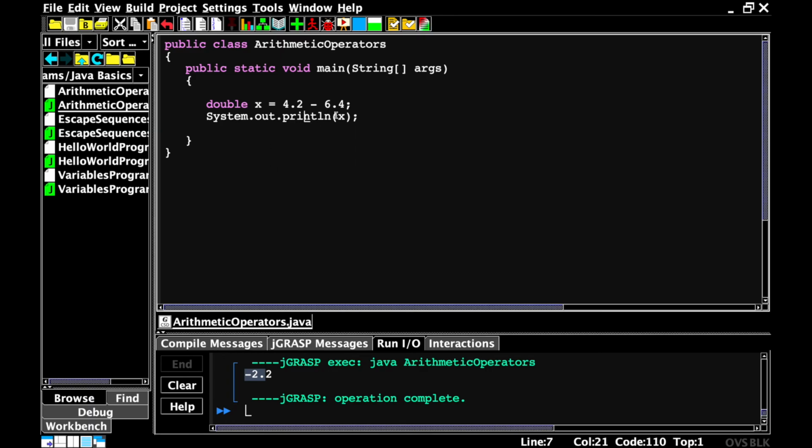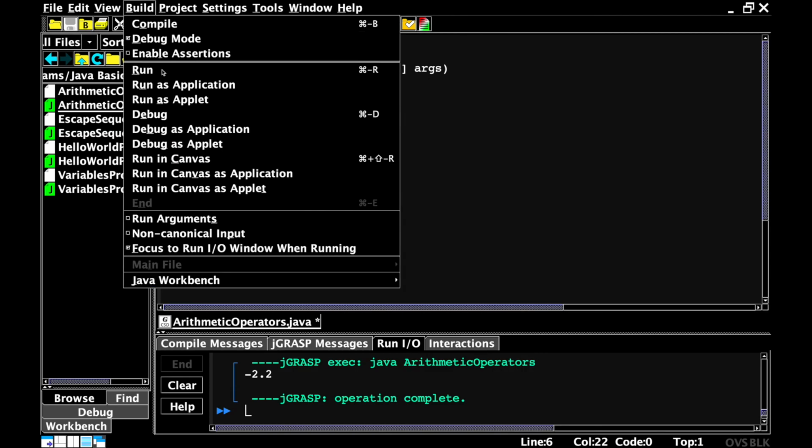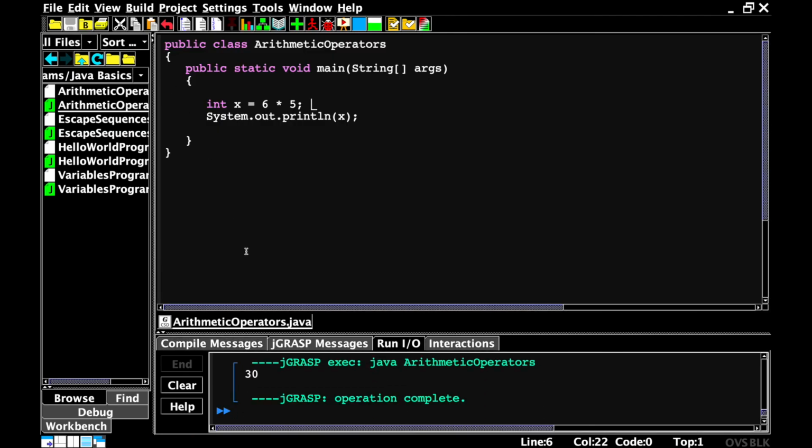Alright, now let's do the multiplication operator. Integer x is equal to 6 times 5. 6 times 5 is equal to 30. 30 gets stored into integer x, and then when we print out x, we should get 30. And we get 30.